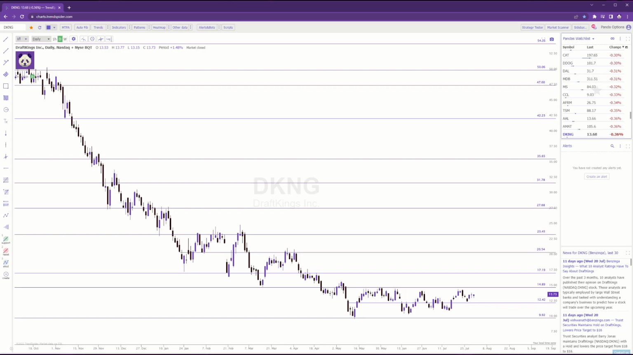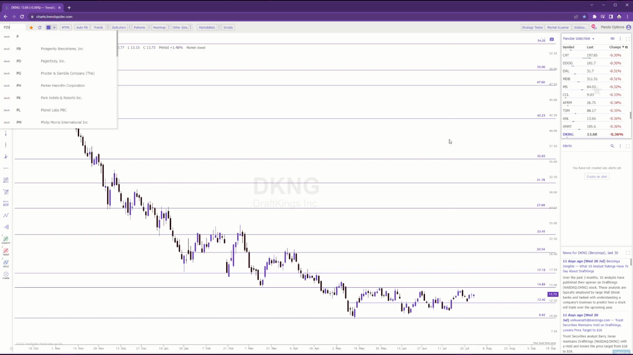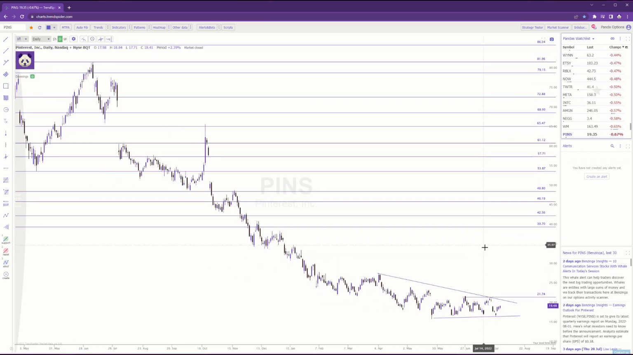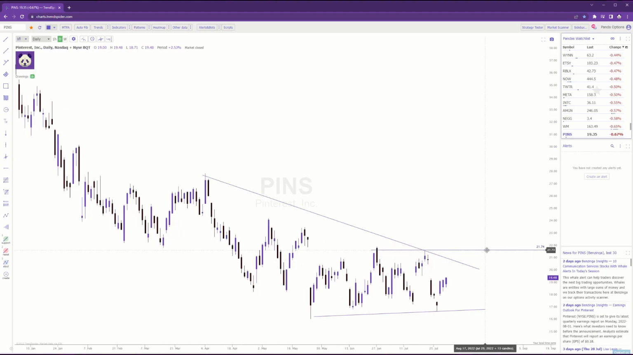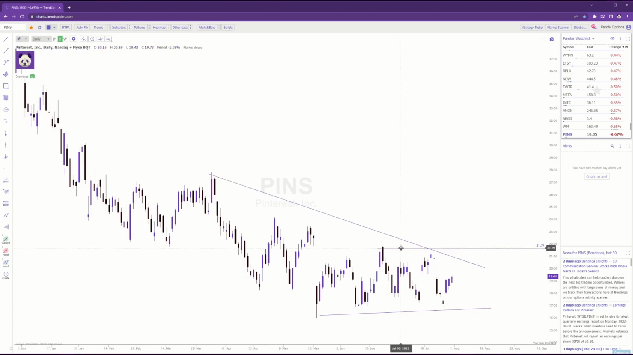I'll just say that. But overall, PINS is weak. A lot of these names are very weak, but I think it could pick up some momentum if it can break back over 22, 21.70, 22 in that area.